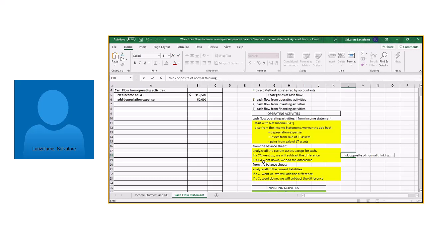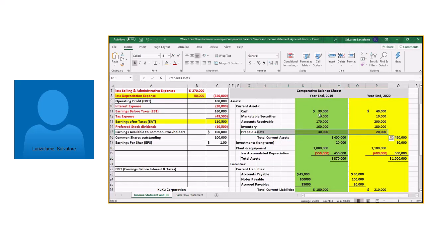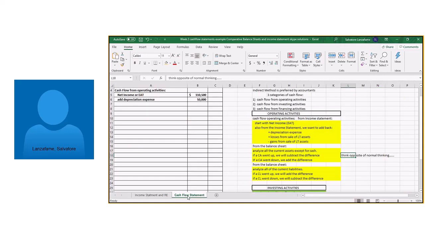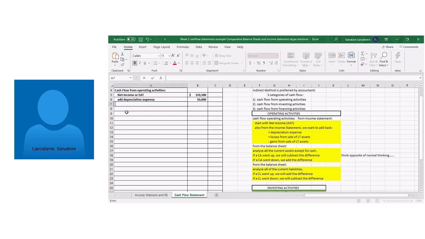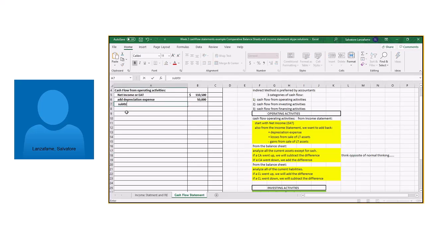All right. So again, if a current asset went up, so accounts receivable went from 170 up to 200. That qualifies as going up. So it went up by 30. So this says if the current asset went up, we will subtract that 30. So we're going to write here, subtract the increase in accounts receivable. And that was $30,000. Put that in red so we know we're going to subtract it. So accounts receivable went up by 30, so we're going to subtract that 30.